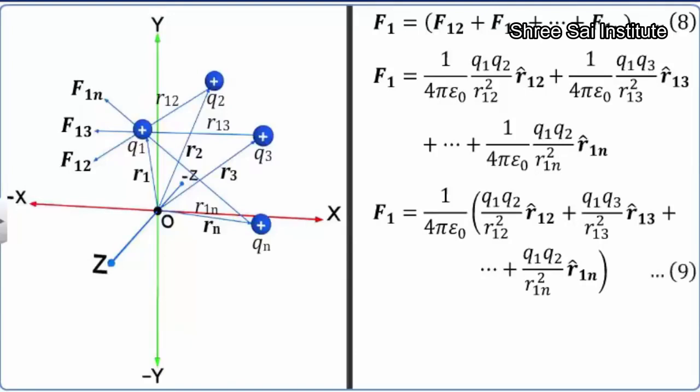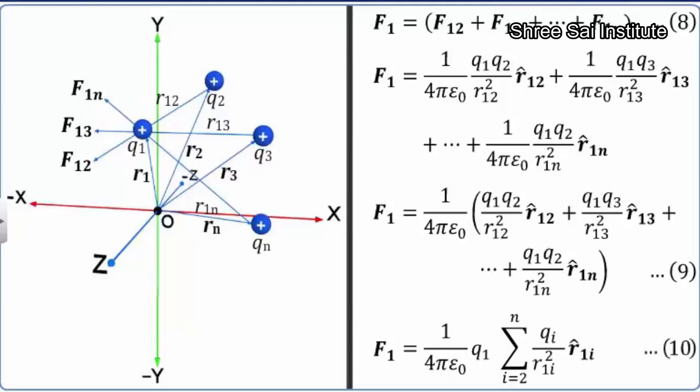Thus, the net electrostatic force on Q1, F1, is equal to 1 by 4 pi epsilon naught into Q1 into sigma i equal to 2 to n, Qi by R1i square into R1i cap. Let this be equation 10.